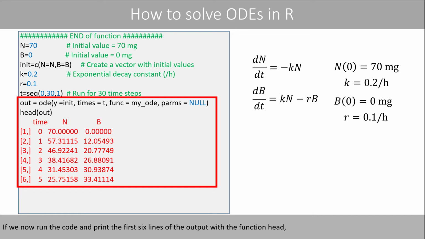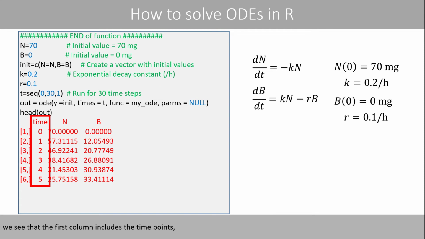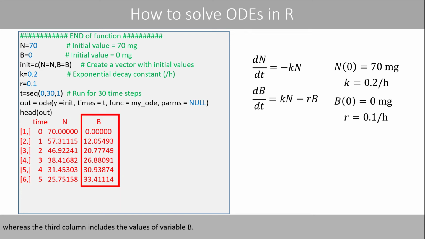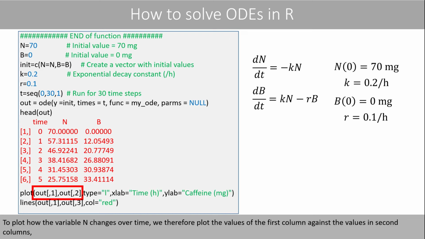If we now run the code and print the first 6 lines of the output with the function head, we see that the first column includes the time points with a step size of 1. The second column includes the values for variable n, whereas the third column includes the values of variable b. To plot how the variable n changes over time, we therefore plot the values of the first column against the values in the second column.